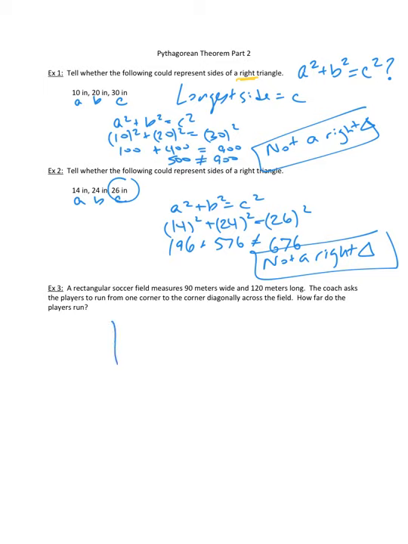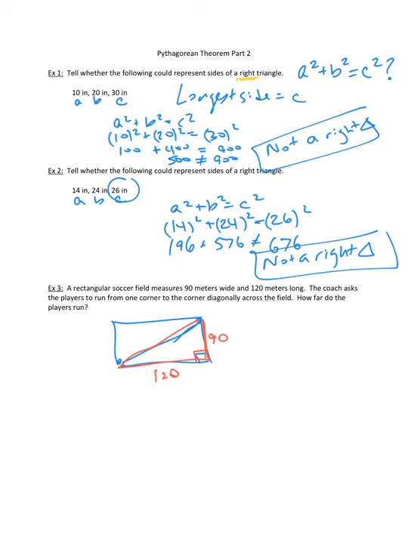So if you have a rectangle and you go from corner to corner diagonally, you're now creating a right triangle here. So you can use the Pythagorean theorem on rectangles if you're looking at the length of the diagonal with the two dimensions of the rectangle. It measures 90 meters wide and 120 meters long. Those are the outside measurements of the rectangle, the length and width.